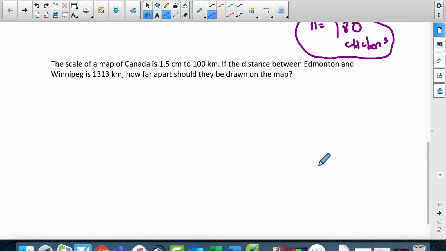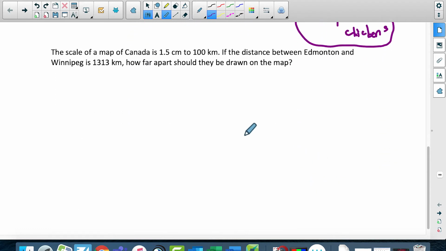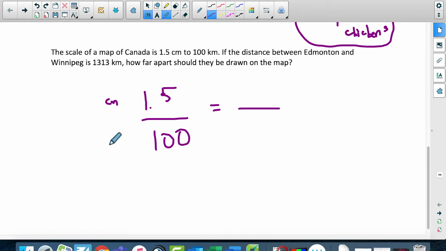Okay, one more on the side of the page. The scale of a map of Canada is 1.5 centimeters to 100 kilometers. Hey, there's your ratio, right? You're always going to set up two fractions or two ratios. So you have 1.5 over 100 equals, and we're going to get another fraction. The 1.5 is centimeters on a map, right? That's the map. And the 100 is kilometers.